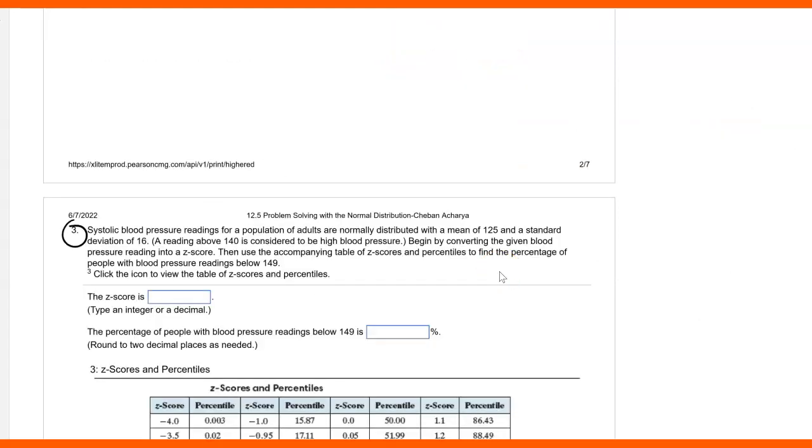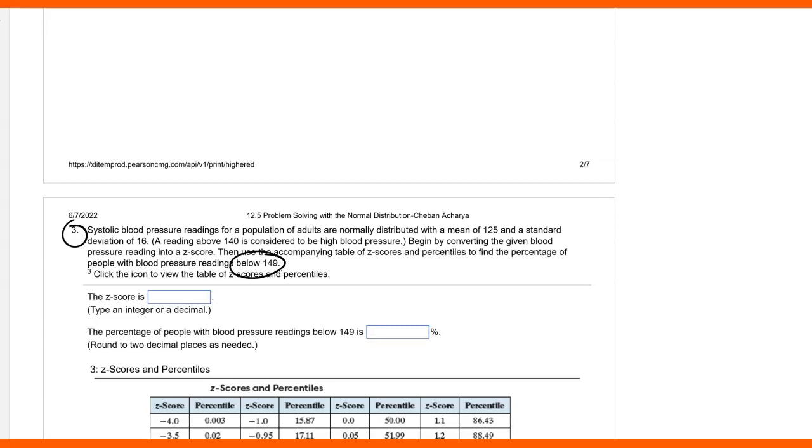Question number 3. The systolic blood pressure readings for the population of adults are normally distributed with a mean of 125 and a standard deviation of 16. A reading above 140 is considered to be high blood pressure. Begin by converting the given blood pressure to the z-score, then use the accompanying table of z-score and percentile to find the percentage of people with a blood pressure reading below 149. Therefore, this 149 is the data.